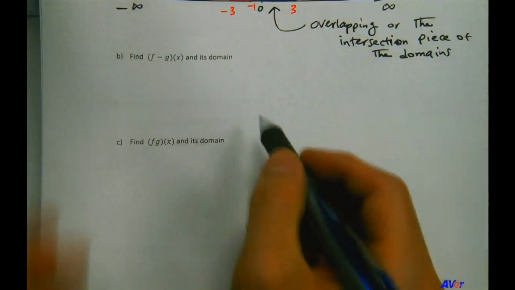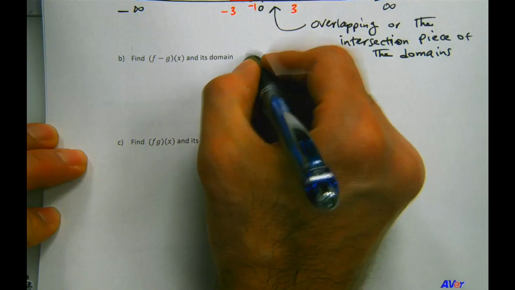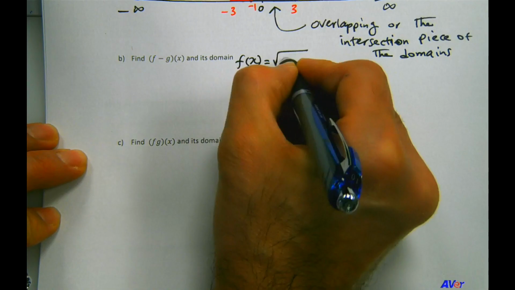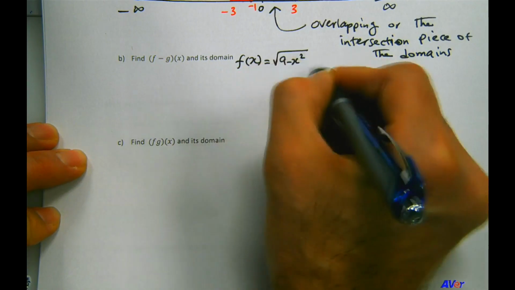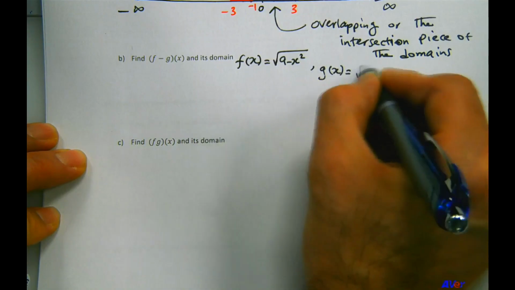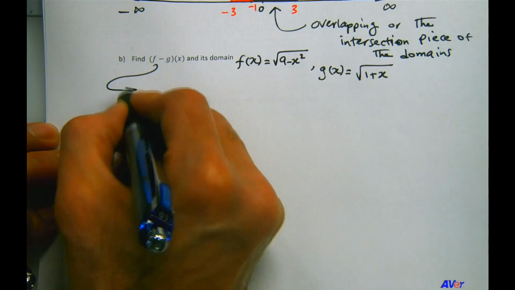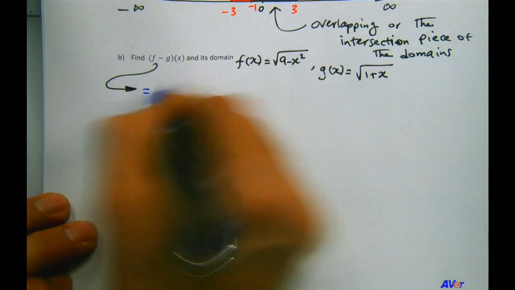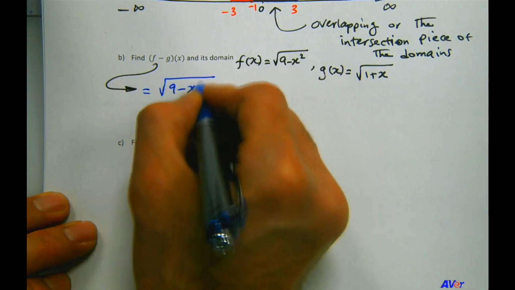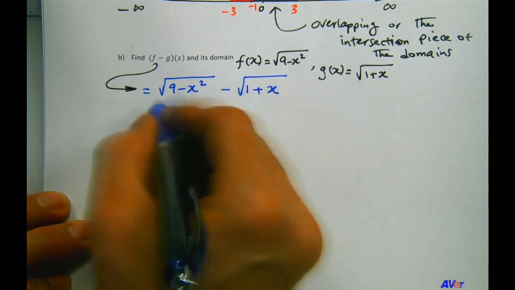Okay, here we're subtracting, right? So let's do that. Let me write the functions here so you can see them in front of you. So this is f of x equals square root of 9 minus x squared. And g of x is equal to square root of 1 plus x. So now we're subtracting. So we have f minus g, right? Square root of 9 minus x squared minus that.